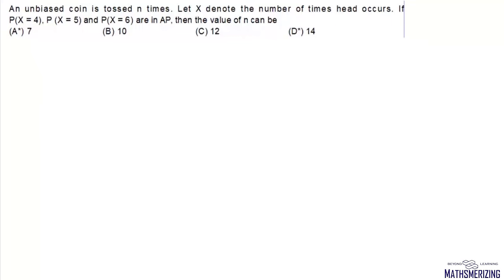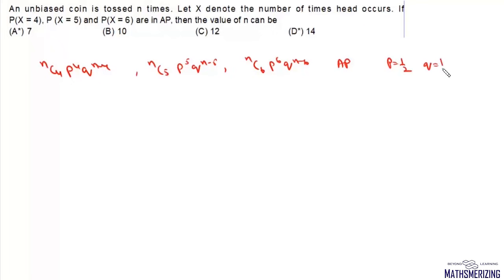If P(x=4), P(x=5) and P(x=6) are in AP, then the value of n can be. Now P(x=4) is nC4 p to the power 4 q to the power n minus 4. This is nC5 p to the power 5 q to the power n minus 5, and this is nC6 p to the power 6 and q to the power n minus 6, and it says they are in AP, where p is 1 by 2 and q is 1 by 2.